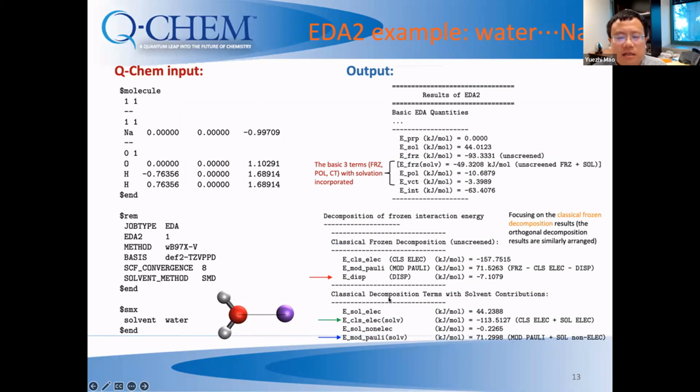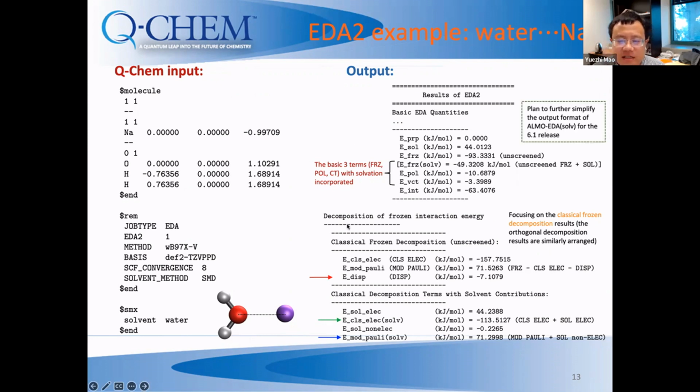Okay, and so in the output, here are the basic three terms: frozen, polarization, and the charge transfer with the solvation incorporated. And here it shows some frozen energy decomposition. And the numbers you should look for are the classical electrostatics and the Pauli repulsion with the solvation incorporated, and also a dispersion term. Currently in the ALMO-EDA solvent method, the dispersion interaction is not really affected by the solvation.